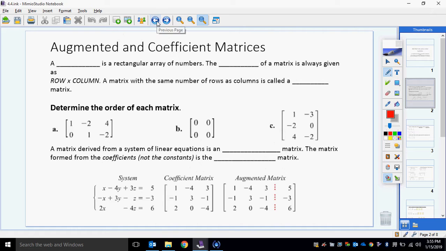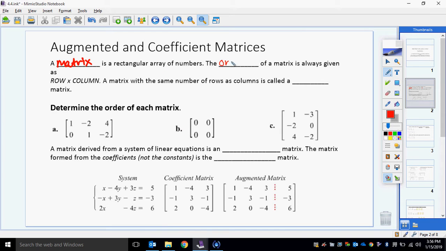Okay, I want to talk about what a matrix is. It's just a rectangular array of numbers. Basically, that's all it is. There are three matrices shown here. So it's just putting a system into a rectangular array of numbers.